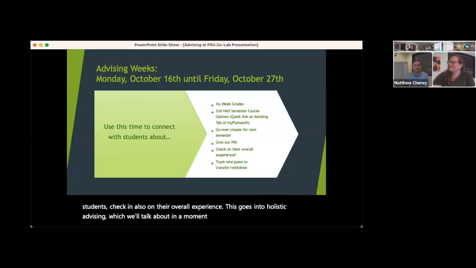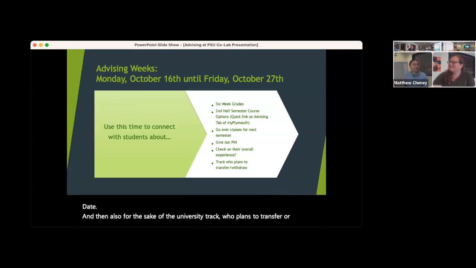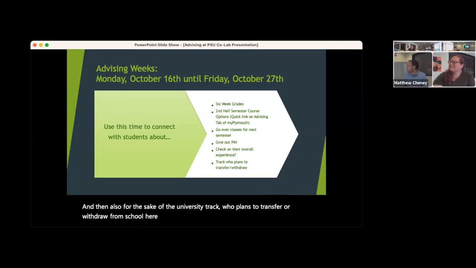Helping them think about what's going on in their lives at Plymouth State. And then also, for the sake of the university, track who plans to transfer or withdraw from school here. There are a few different ways to report that information, but it's valuable for Plymouth to know when people are leaving.